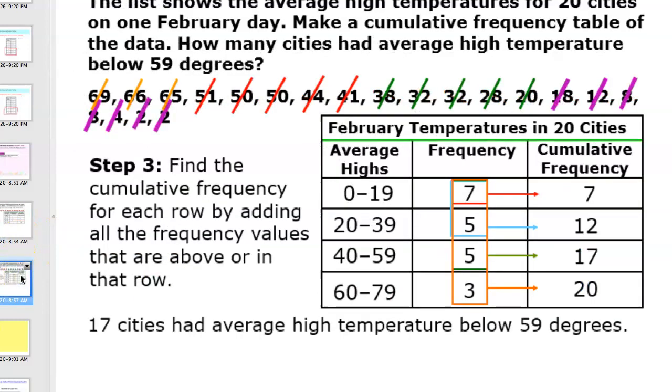And again, this just shows you how to do it again. So there's 7. 7 plus 5 more is 12. 12 plus 5 more is 17. 17 plus 3 more is 20. So you're just accumulating, and it'll tell you how many numbers are in that data set at the end.